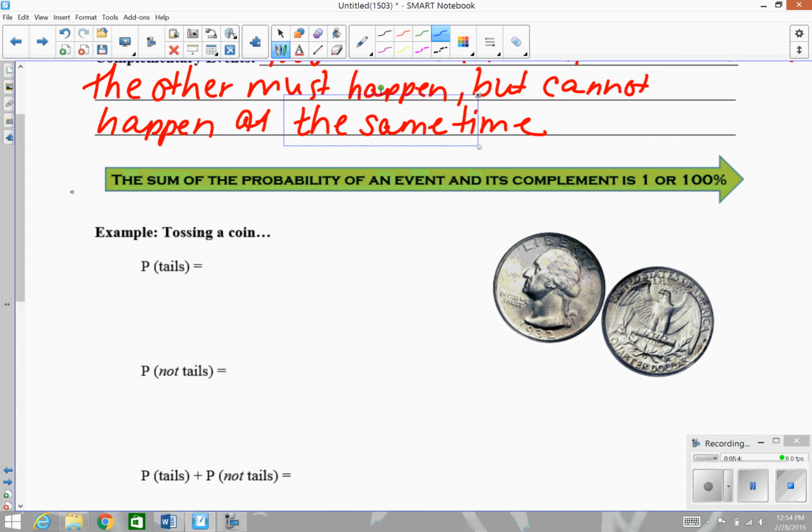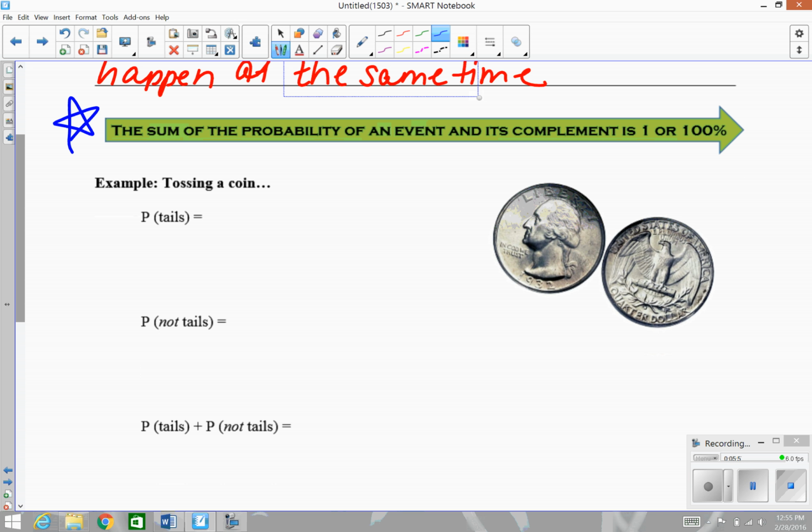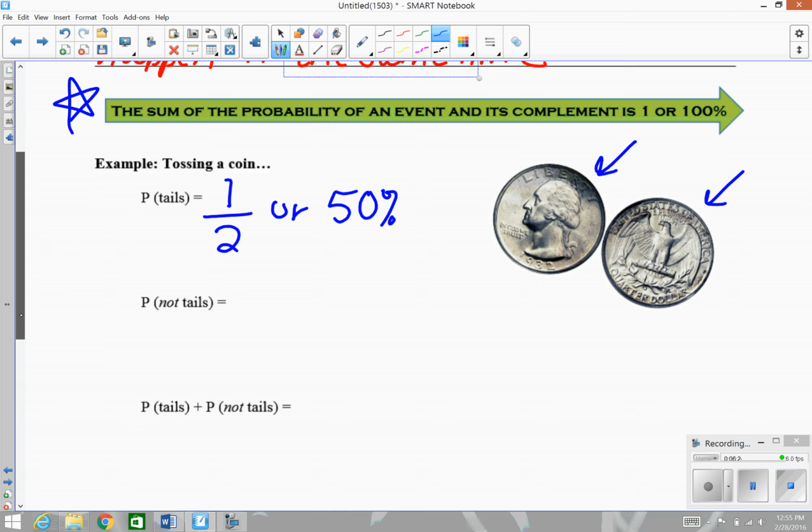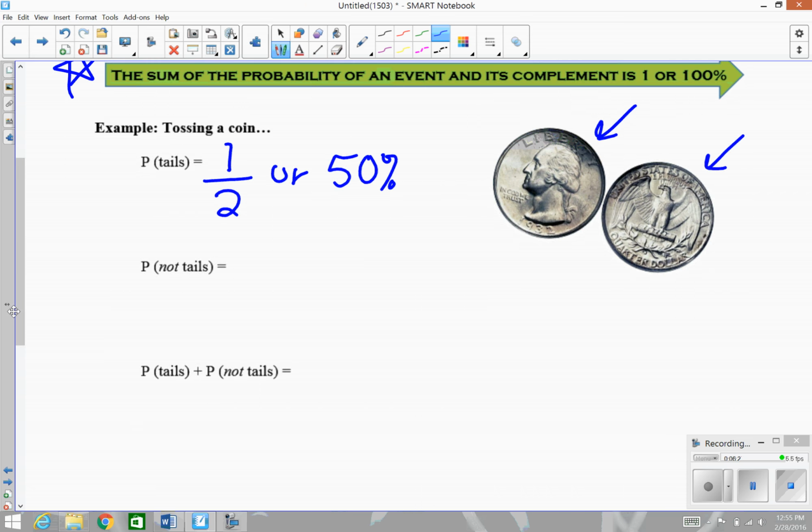And this is kind of a trick for you. The sum of the probability of an event and its complement is 1 or 100%. And as we go through these examples, I think that'll make sense. The first example talks about tossing a coin. When you flip a coin, what are your possible outcomes? You could flip heads or tails. Those are your only possibilities. The probability of tossing tails is 1 out of 2, or 1/2, or 50%, right? A coin's your classic 50-50 odds.